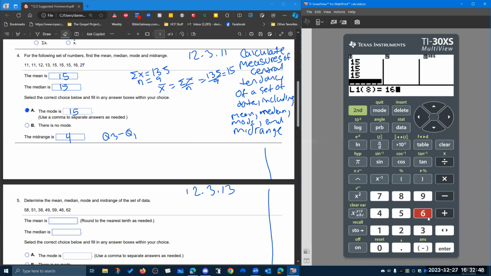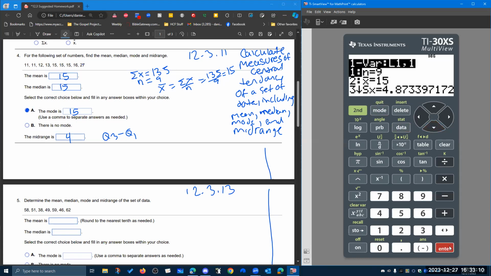Then 16, and then 27. So let's go back to my home screen. After I enter that data in, I'm going to go to second stat, and I just want to run one variable statistics. My frequency, everything just occurs one time. There's no second list that gives me my frequency.